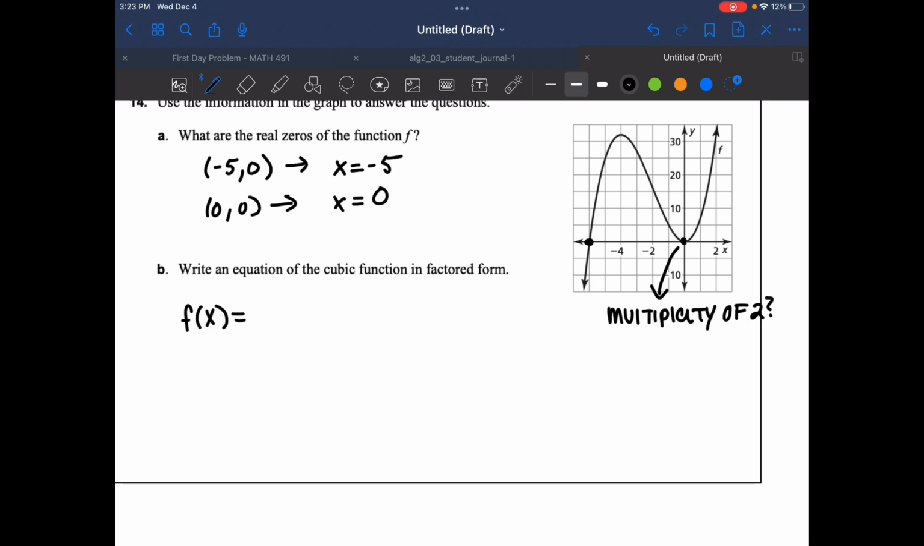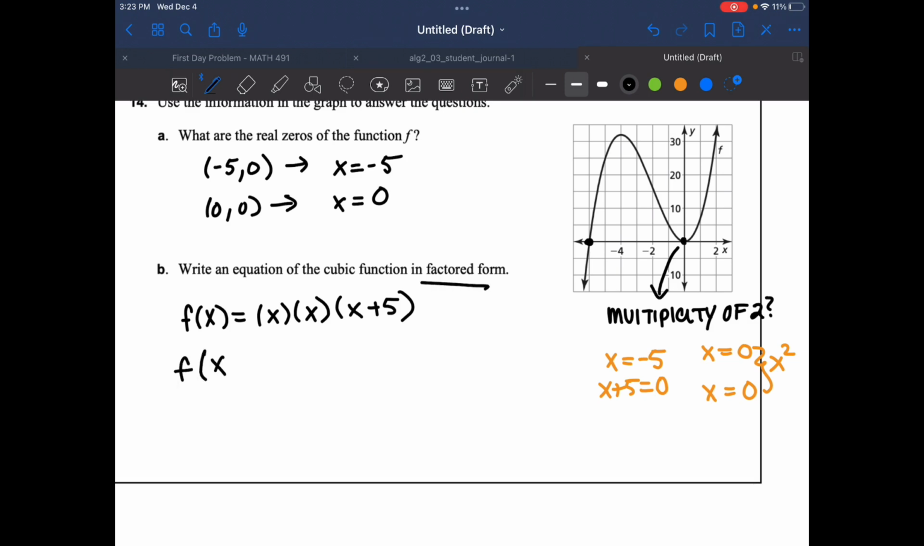So I'm going to write f of x equals, well, my first 0 is at x minus 5, right? So if I do x equals negative 5, so that would be x plus 5 equals 0. And I also have a multiplicity of 2, so that means I have 2x equals 0 going on, which can be rewritten as x squared, right? So I'm going to write this out. I'm going to do x squared times x plus 5.